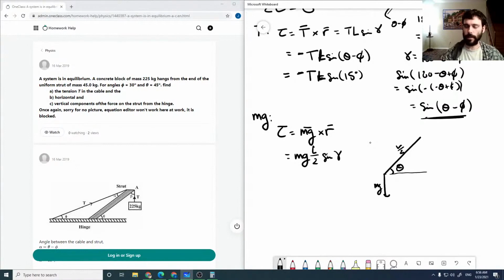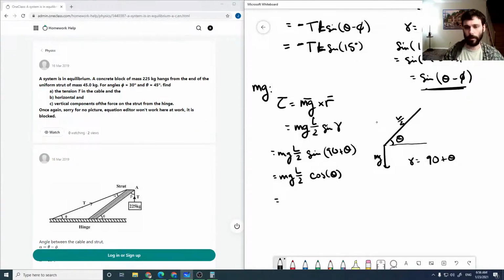And I'm going to use gamma again for this angle, because I'm just going to use that for each one of my torques. And we can see that our gamma angle this time is 90 plus theta. So this equals mg L over 2 sine of 90 plus theta, which is just mg L over 2 cos theta. Okay. And again, we can put in values and call this mg L over 2 cosine of 45.